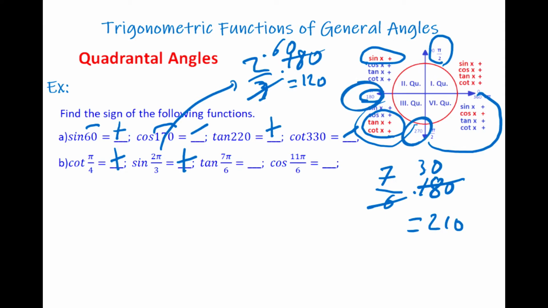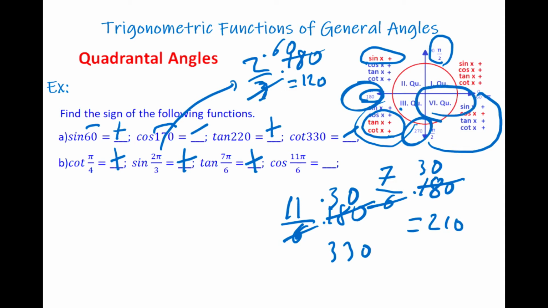So definitely it's in the third region. And in the third region, tangent is positive. So this is gonna be positive, guys. Cotangent, 11 pi divided by 6. 11 divided by 6 times 180. 180 divided by 6 is 30, so 30 times 11 is 330 degrees, guys. And 330 degrees is in the fourth region. And in the fourth region, cosine is positive, guys. So it's gonna be plus.